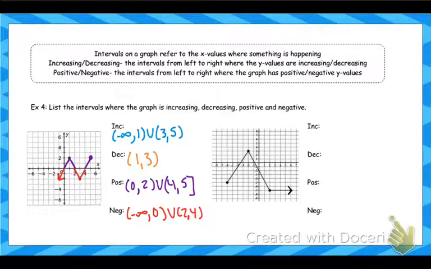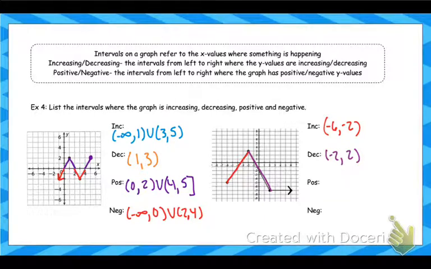All right, let's look at this next one. Okay, increasing. So I'm going to go ahead and highlight that section. So this part right here in red. So from negative 6 to negative 2, this graph is increasing. Decreasing right here. So from negative 2 to 2, this graph is decreasing.